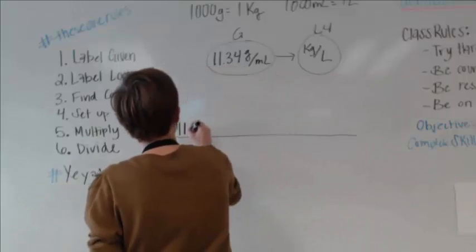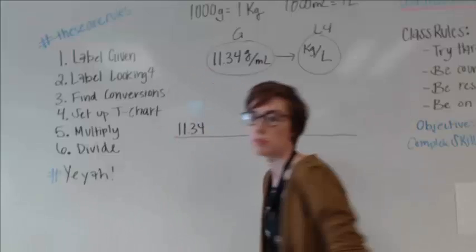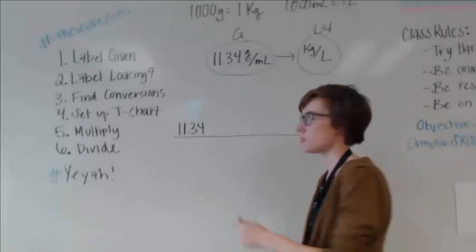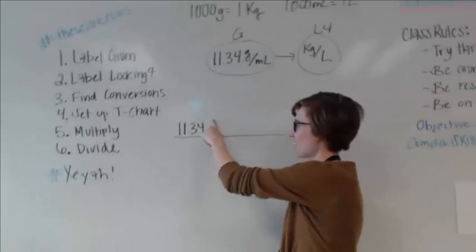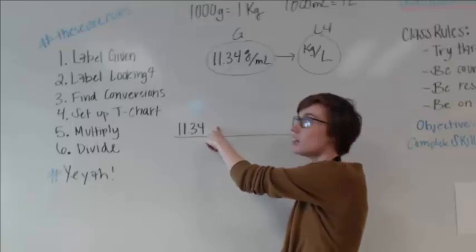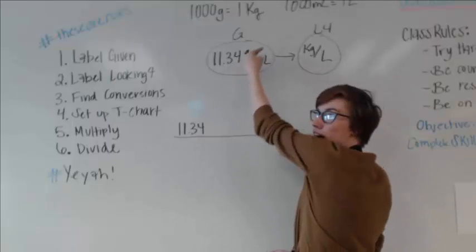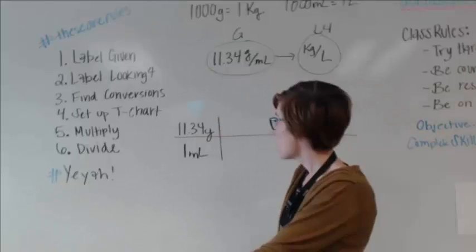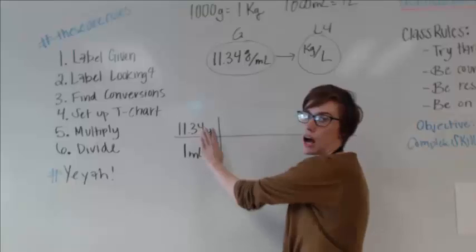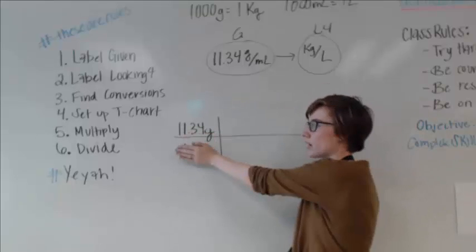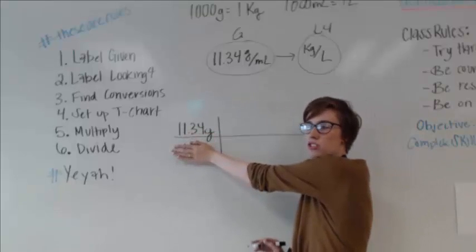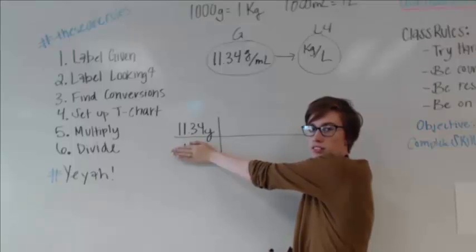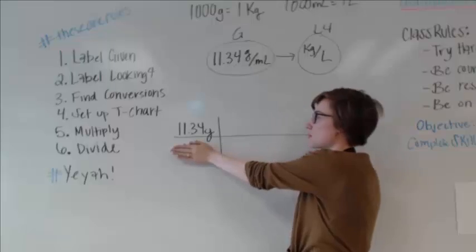My given goes here. Now, be careful with the units. You're going to be tempted to want to put grams per milliliter up top, but remember, that's a dividing line right there. So really it's grams over milliliter. I always start with the unit on the top. So just for right now, pretend like milliliters doesn't exist. Don't look at it. Look at the grams. Let's convert from grams to something else.